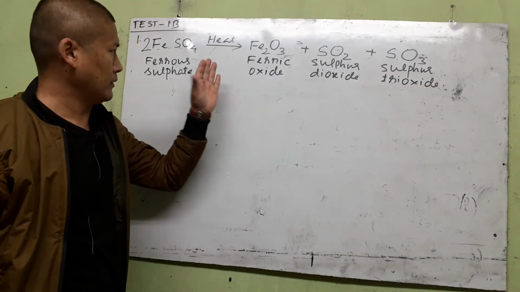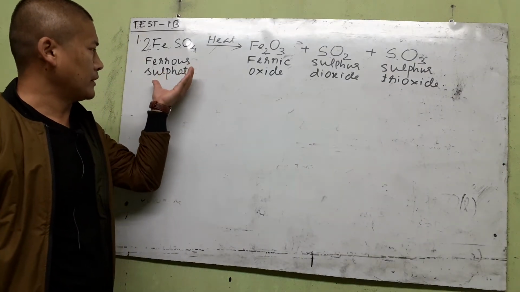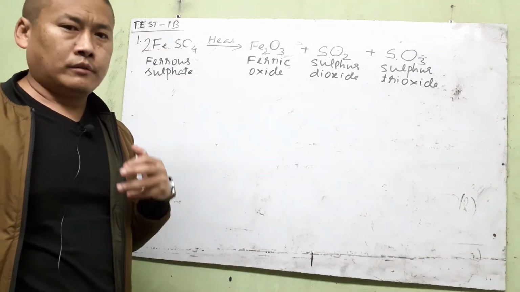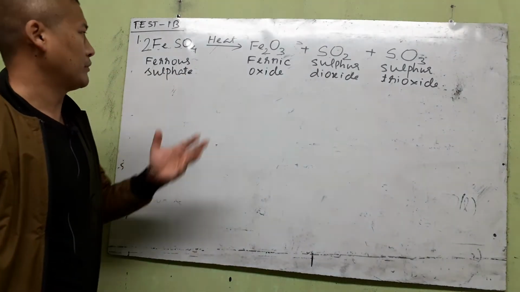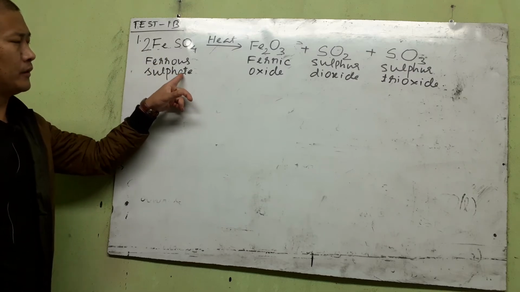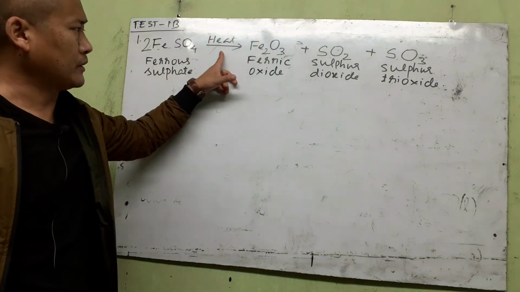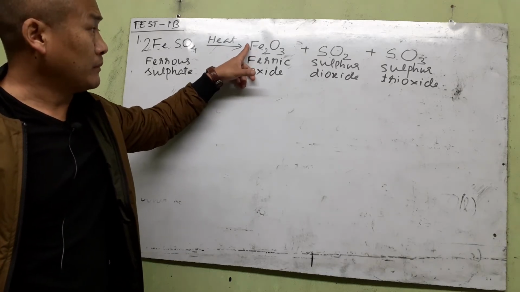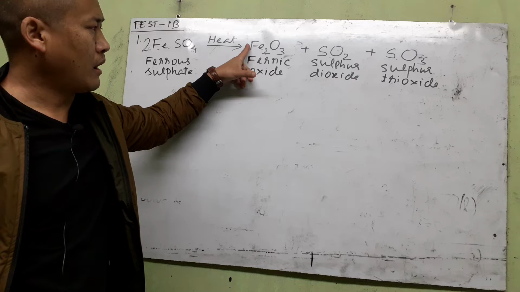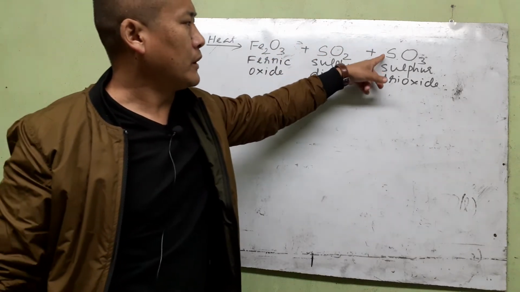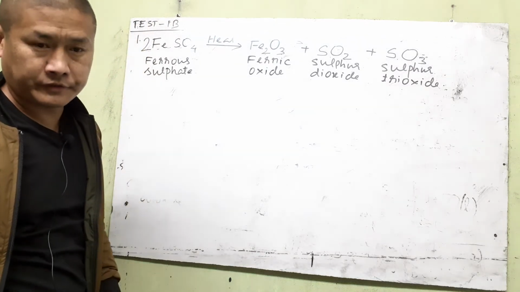So every compound here, whether it is the reactant on the left or the products on the right, are all molecules. So let us read the balanced equation. 2 molecules of ferrous sulfate on heating decompose into 1 molecule, no number in front means 1 molecule, of ferric oxide, 1 molecule of sulfur dioxide, and 1 molecule of sulfur trioxide.